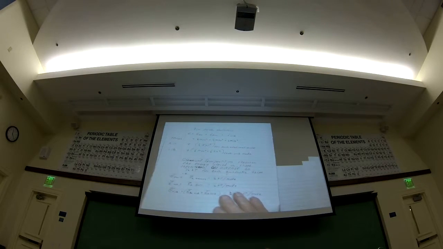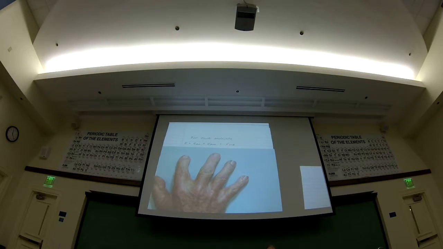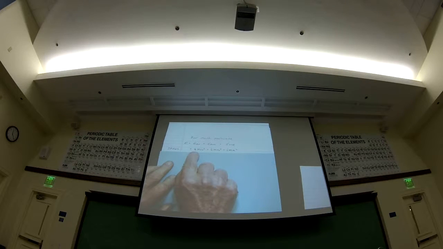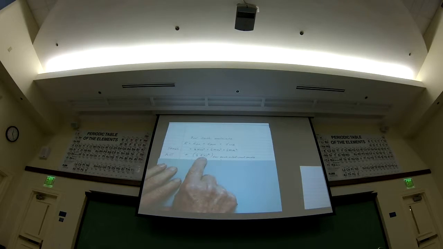For each molecule, the energy of the molecule is a sum of its translational, rotational and vibrational mode energies. Translation is 1/2 m vx squared, vy squared, vz squared, and those are the 3 translational terms. For rotation, we have 1/2 I omega squared for each rotation, 2 or 3. For vibrations, we have 1/2 m vx squared, that's the kinetic energy of vibration, and 1/2 k x squared. This k is not Boltzmann's constant, but rather Hooke's law constant, the elasticity of the bond.